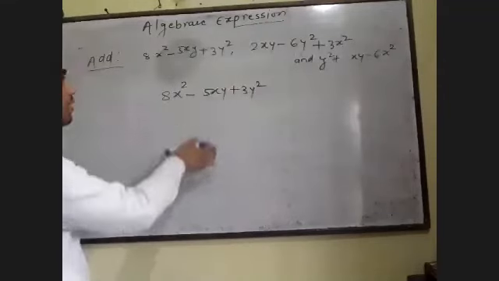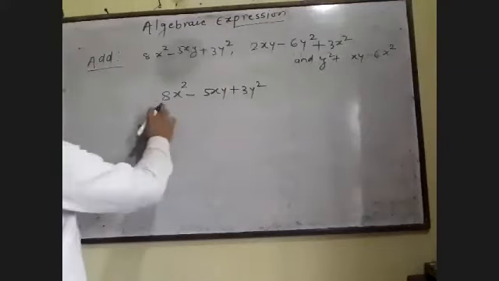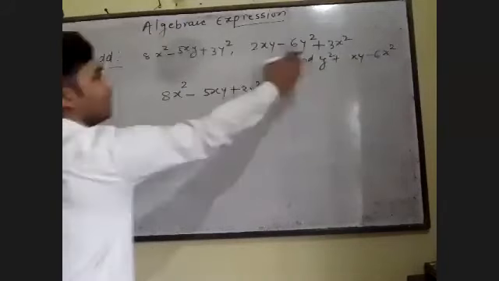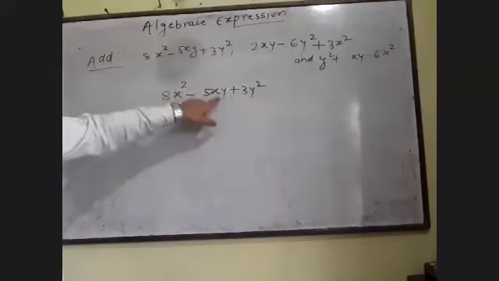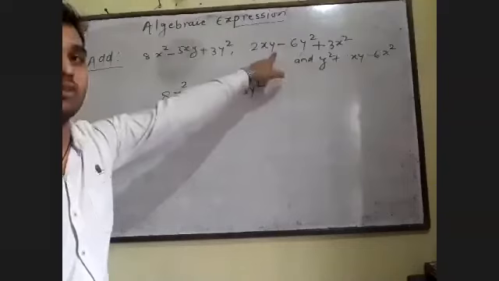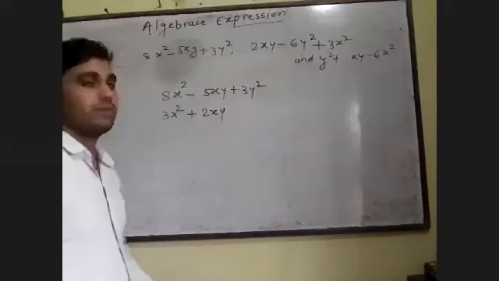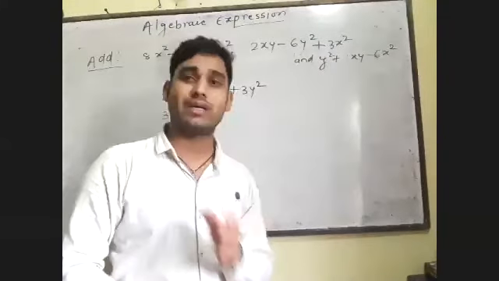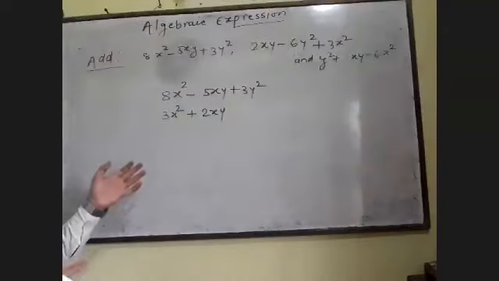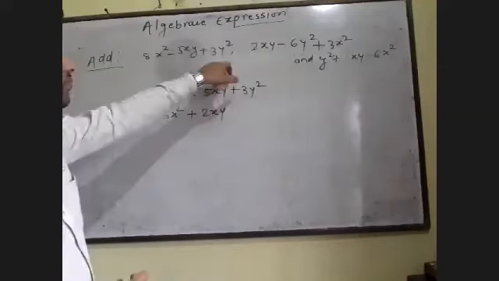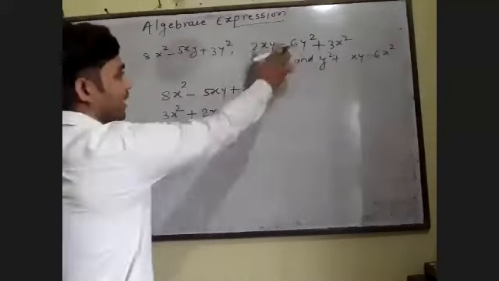Now just write below the second, but we have to write only the like terms. Like 8x square, what will be the like term? It will be 3x square. Now xy, see where the xy is, 3xy. See the sign, plus 2xy. In algebraic expressions, we must take care about the sign, not only in this but in all maths, otherwise we will get the wrong answer. So 2xy. Next, 3y square.